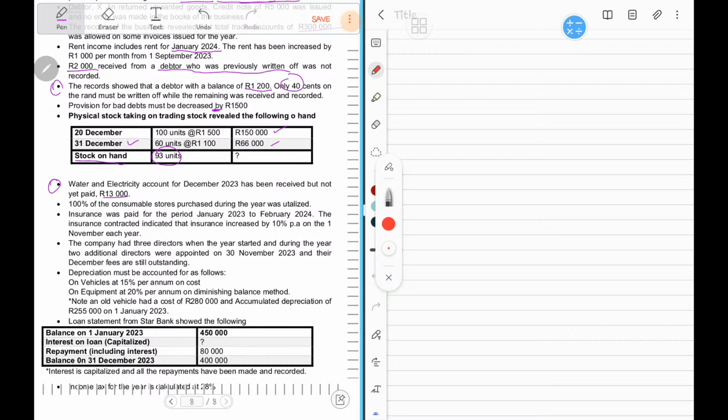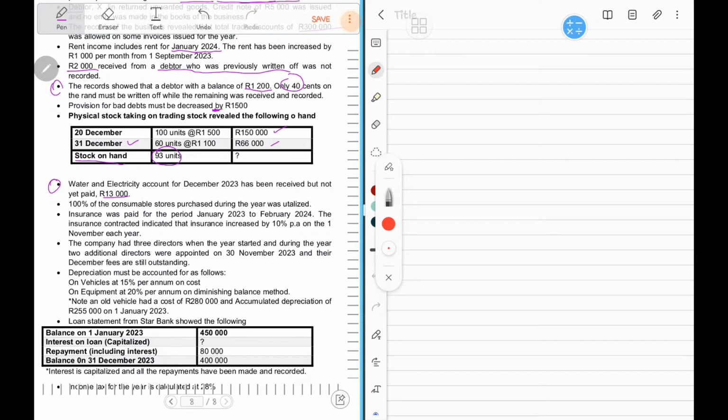Then we're being told that 100% of the consumable stores purchased during the year was utilized, meaning that all the consumable stores that were purchased for that particular year were used. So that will form part of the operating expenses. We are not going to adjust it.